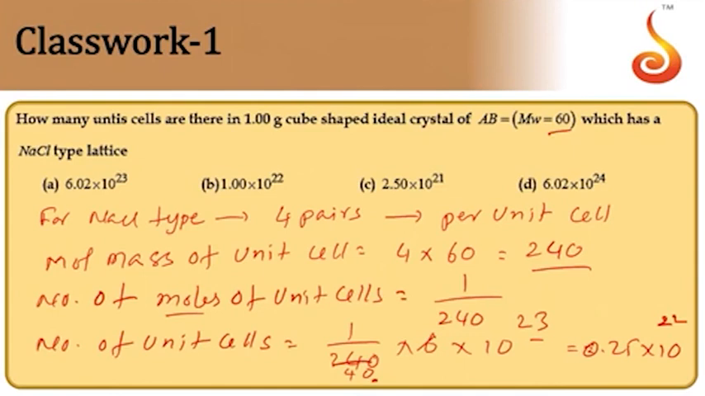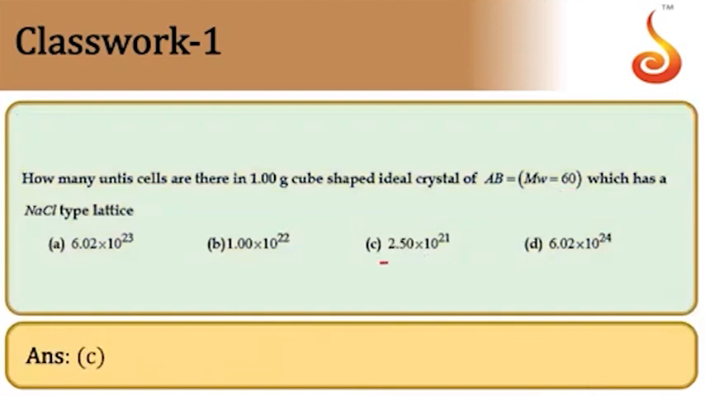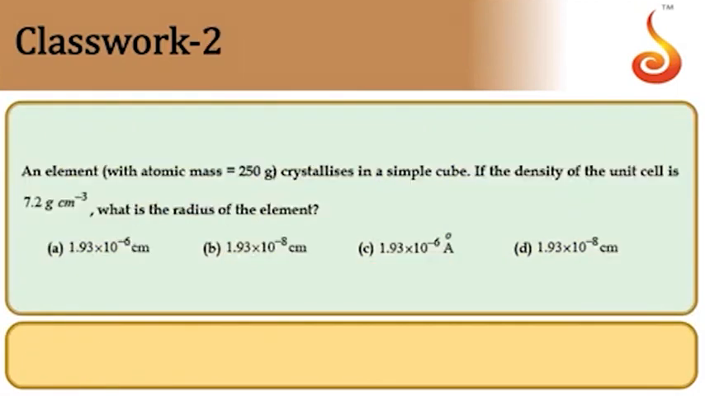So it will then be 2.5 into 10 to the power of 21. So the answer is option C, 2.5 into 10 to the power of 21.